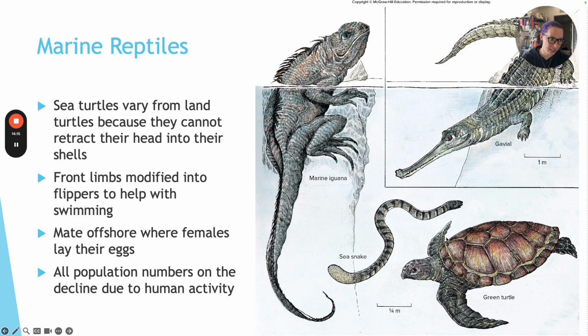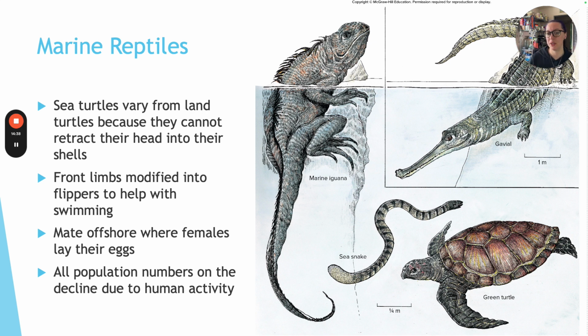Sea turtles, a little sketch here is of a green sea turtle. So sea turtles vary from land turtles because they cannot retract their head into their shells. They can't suck in when they get scared. And their front limbs have been modified into flippers. So that's an evolutionary adaptation. They went from having footies to having flippers so that they can swim.